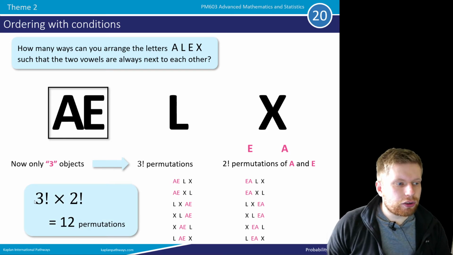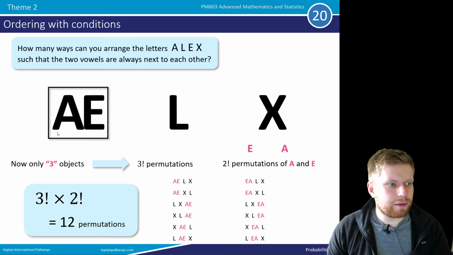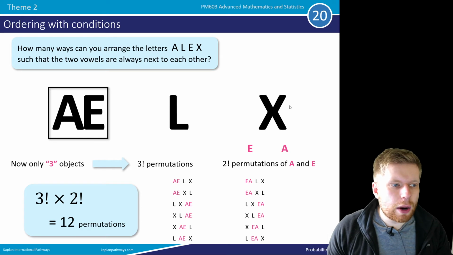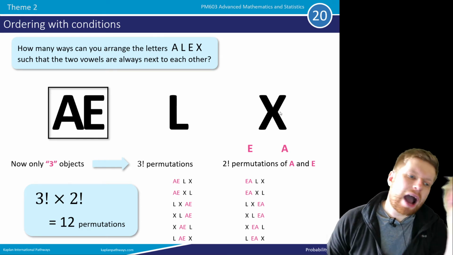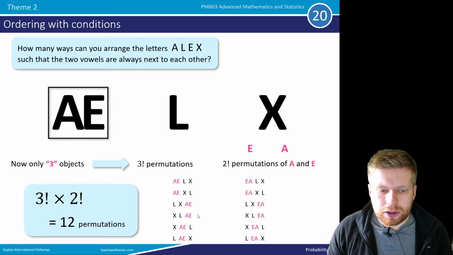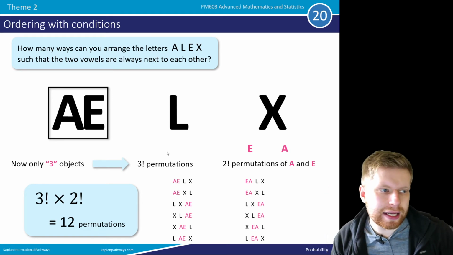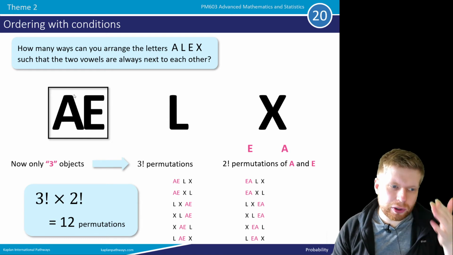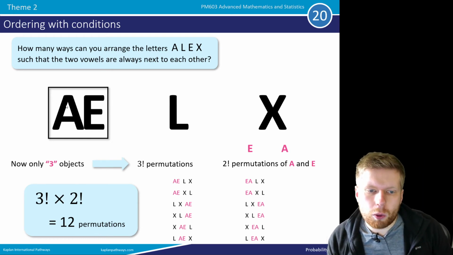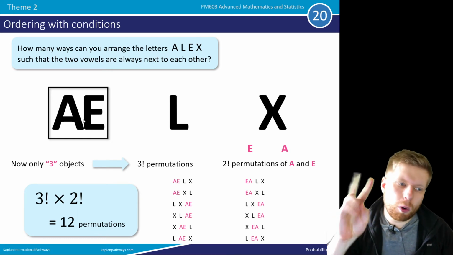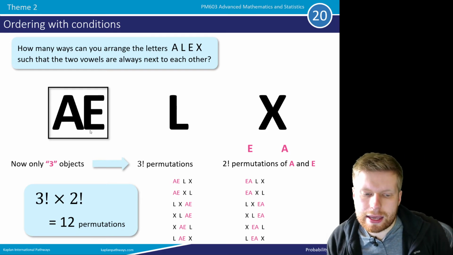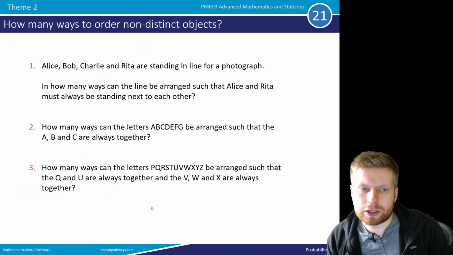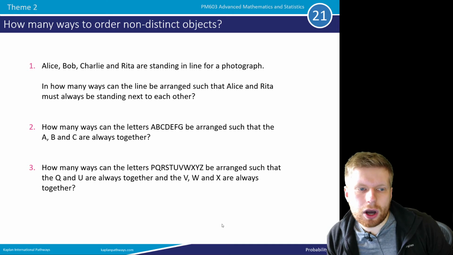In other words, the 3 factorial represents the fact that I've glued together the A and the E. There's now only 3 objects left to arrange. However, for each of these arrangements, I have another 2 factorial ways because I could also have the A and the E round the other way. So the 2 factorial comes from the fact that I could flip the order of the A and the E. So I need to think about all the different permutations of the A and the E. So that gives me 12 different permutations.